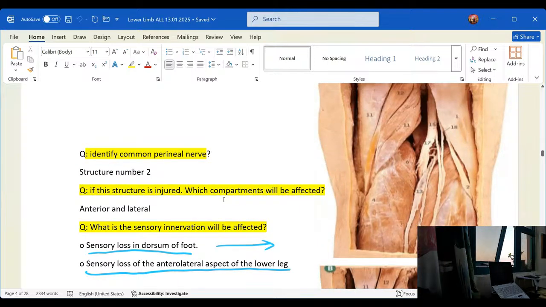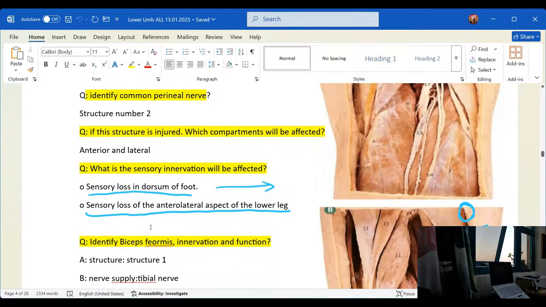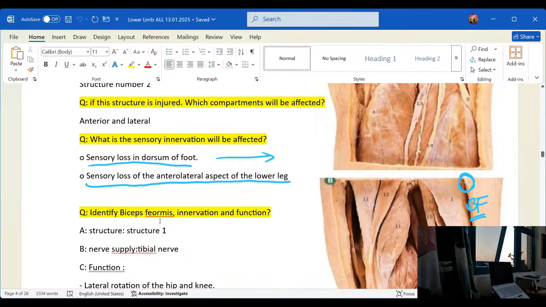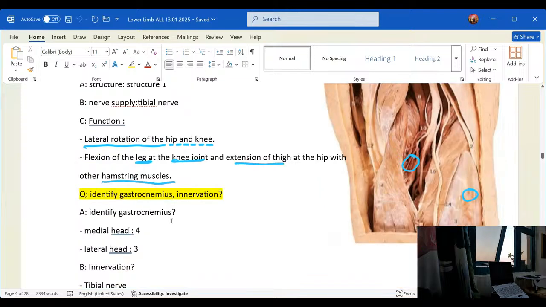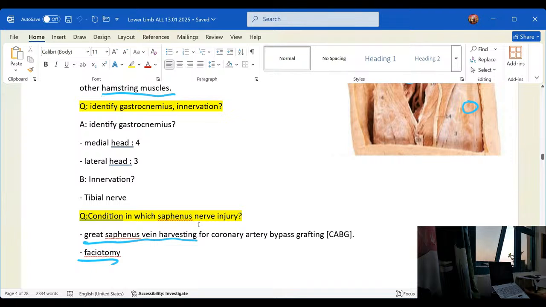Common peroneal nerve, structure number two. If this is injured, there is sensory loss of the dorsum of the foot and the anterolateral aspect of the leg. Biceps femoris, structure number one, nerve supply by tibial nerve, function lateral rotation of the hip and knee, flexion of the leg at the knee joint and extension of the thigh at the hip joint. Hamstring muscle. Gastrocnemius, medial head 4, lateral head 5, innervation tibial nerve.